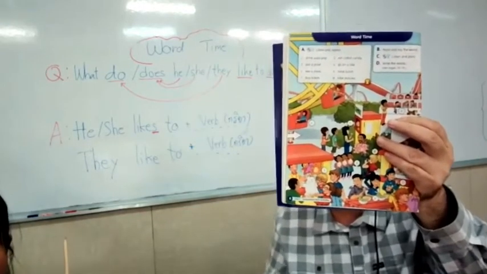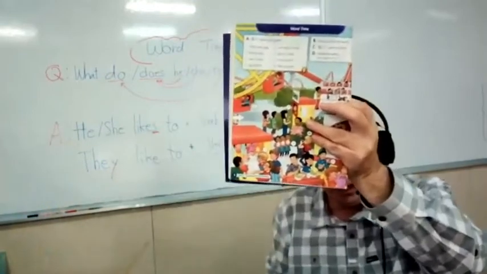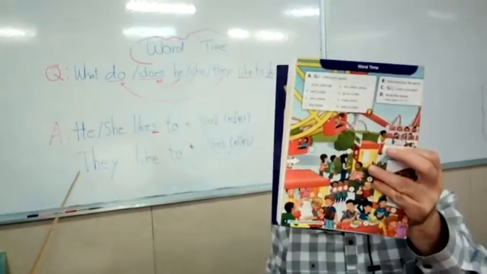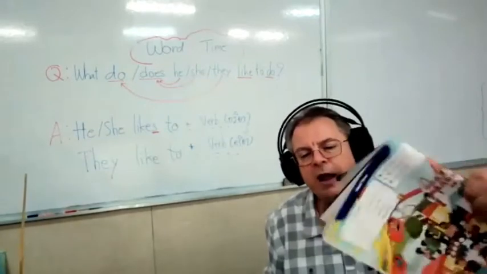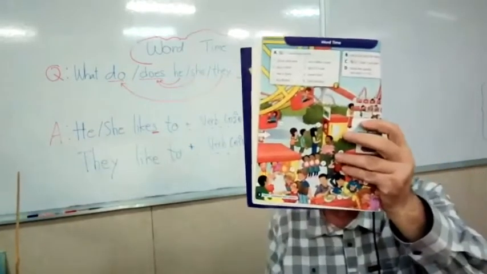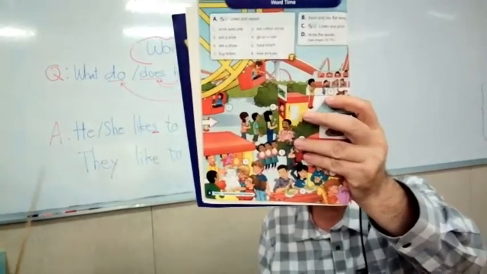Angpao. I see a whole bunch of people in the stands. So we're gonna use they. What do they like to do? Picture number 6. No, 5. Picture number 5. What do they like to do?